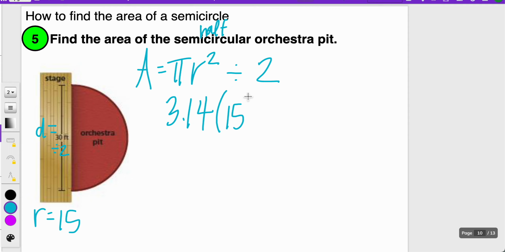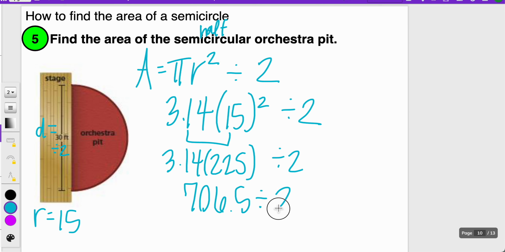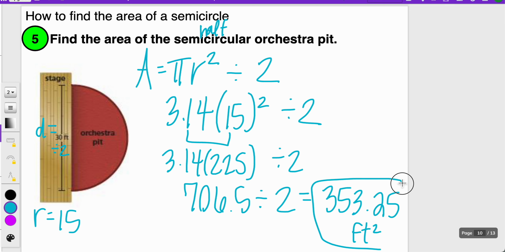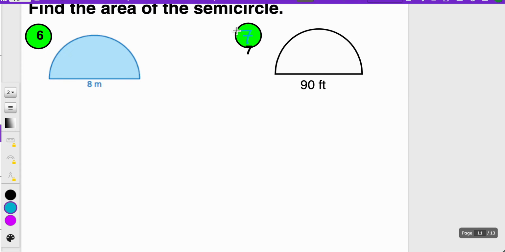So let's find 15 squared, then we'll divide everything by 2. I know 15 squared is 225 times 3.14. I'm going to get, let me write out my steps just so you can follow along with me, 706.5. And now I'm just going to divide that by 2 because it's a semicircle. We get 353.25 feet squared. Okay, here are 2 final examples you can try on your own, number 6 and number 7.